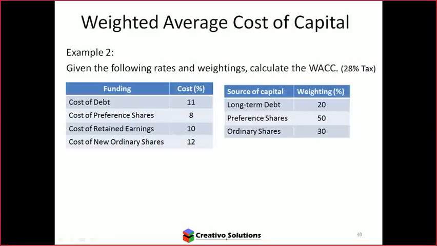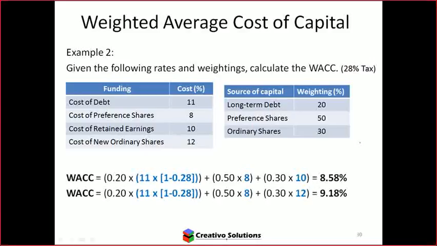8.58. Carl? You should have 2 answers, Tammy, because you've got retained earnings and new shares. Yes, I'm busy with the second one. What did you get? 9.18. Okay, so we've got 2 answers. Carl, how are you doing there? I got 8.5% for the first. Yes. Well done. You guys had the right answers then.